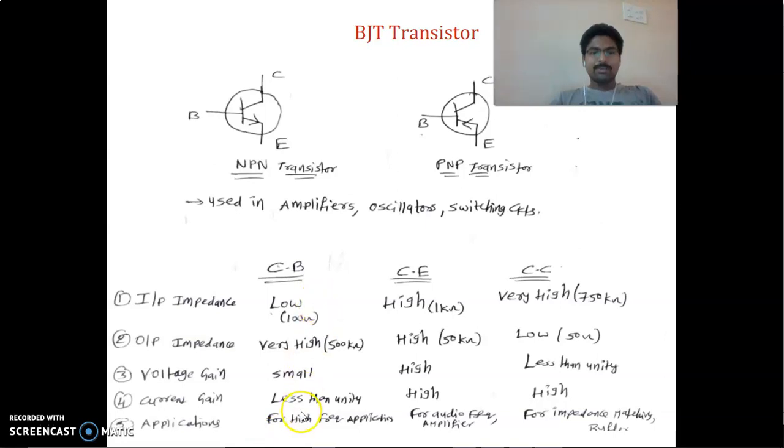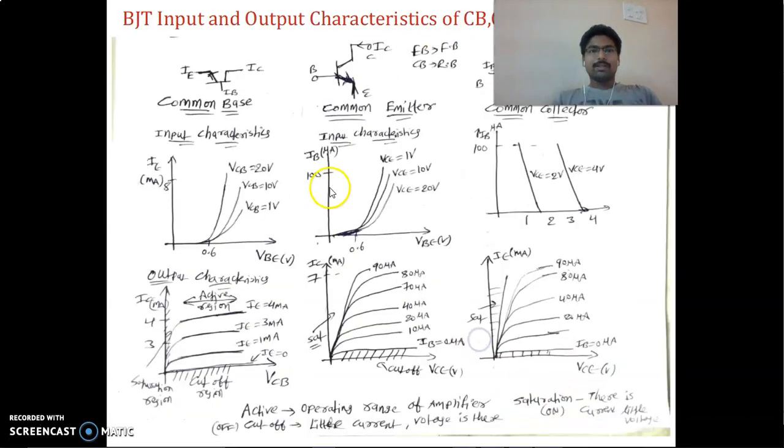Applications: the common base is mainly used for high frequency applications. The CE amplifier is mainly used for amplifiers and audio frequency amplifiers. The CC amplifier, due to this unity voltage gain, is used as a buffer or for impedance matching. Now we will see the characteristics for common base, common emitter and common collector. For each configuration we are seeing two types of characteristics: input characteristics and output characteristics.